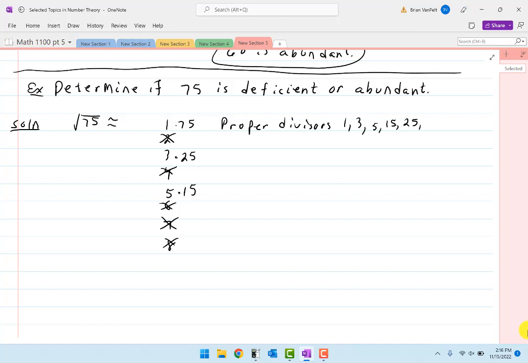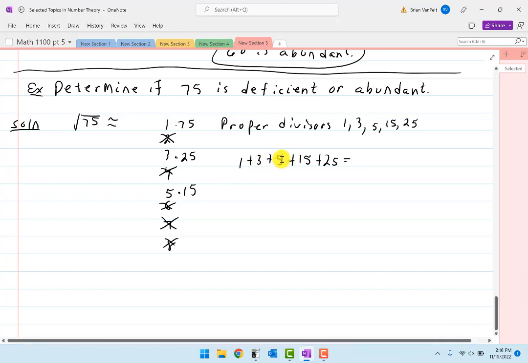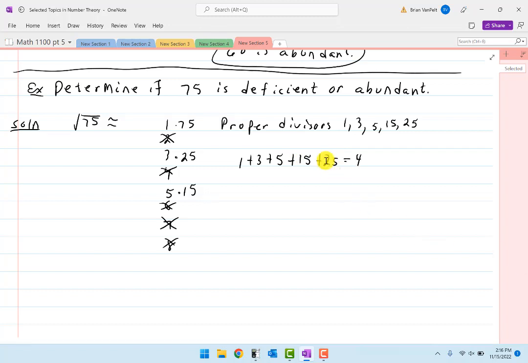So then let's check out and see what they add up to be. 1 plus 3 plus 5 plus 15 plus 25. What's that equal? So we have 4 plus 5 is 9, 24, 49. 49 is less than the original number of 75. So 75 is deficient.